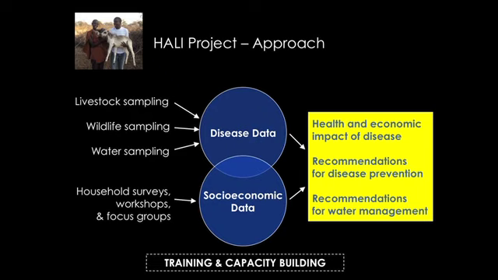Those kinds of things. And then, a lot of you know Michel Massazera. He did his PhD developing the household survey, working with 160 households in the region, workshops in 21 villages, and focus groups in the local town with all of these diverse interests in mind. All of this is resulting in health and economic impact analysis of disease, recommendations for prevention, and a lot of this training and capacity building.